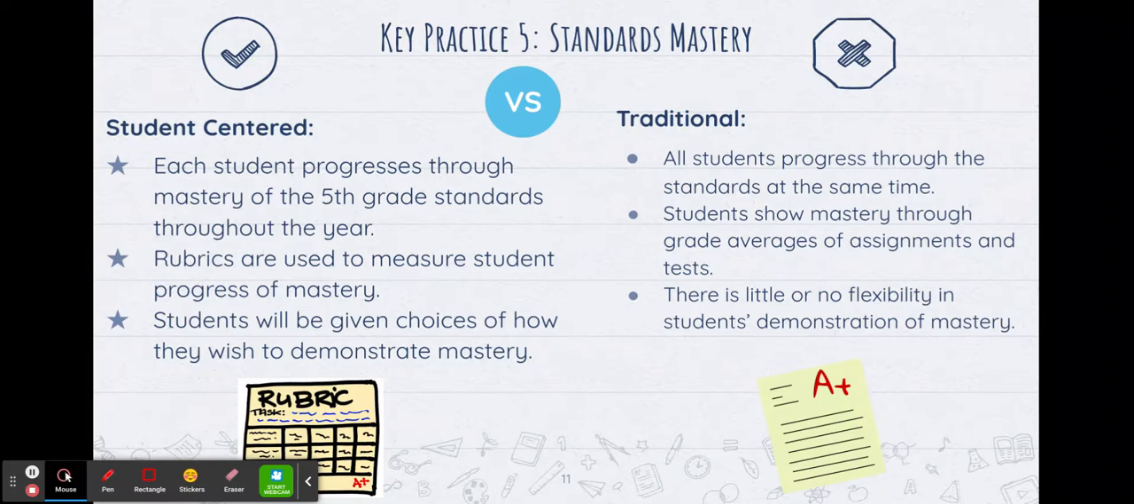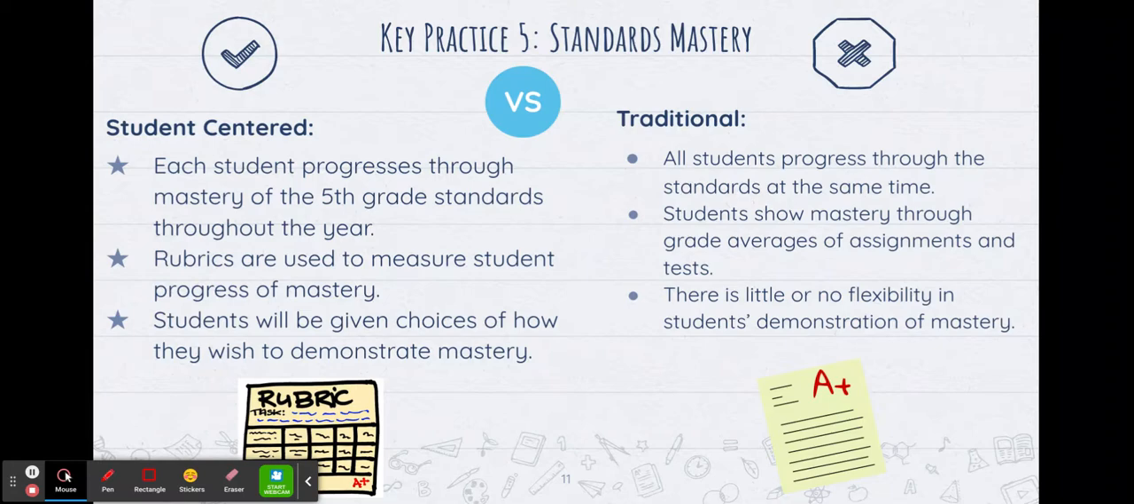Our key practice 5 is that we are focused on standards mastery. In a student-centered classroom, which will be in our classrooms, we will want to see the students progress through the 5th grade standards throughout the year. Rubrics will be used to measure the progress of mastery, but students will be given choices as to how they wish to demonstrate mastery in many cases. Now, there are certain tests and standardized tests that we have to give where there won't be that kind of flexibility. So, like I said, it's going to be a mixture, but we want to give them ample opportunity to progress through the standards in ways that are most meaningful to them.